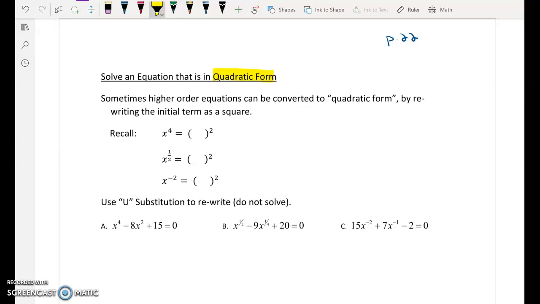You've actually done and seen ones like that before, but with B and C, you have x to some really strange powers that we haven't really dealt with before in solving equations. Okay, but these equations actually can be written in what we call quadratic form.